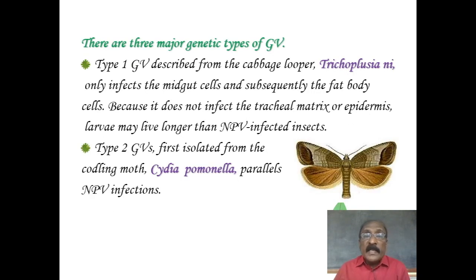There are three major genetic types of granulosis viruses. Type 1 granulosis viruses, described from the cabbage looper Trichoplusia ni, only infect the midgut cells and subsequently the fat body cells, because it does not infect the tracheal matrix or epidermis. Larvae may live longer than NPV-infected insects. Type 2 GVs, granulosis viruses, first isolated from the codling moth, Cydia pomonella, parallel NPV infections.